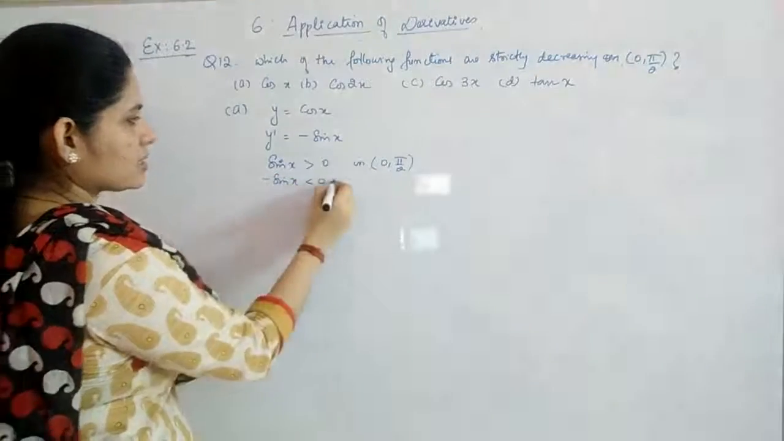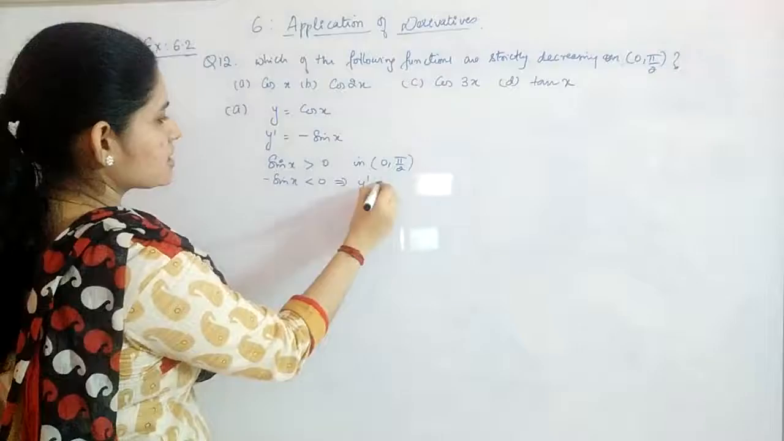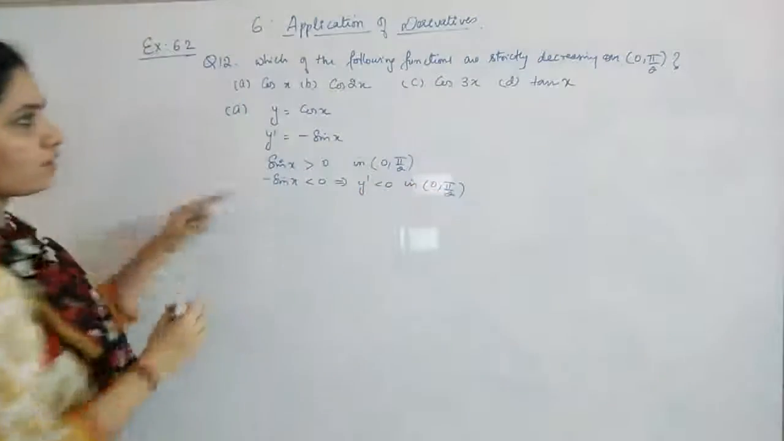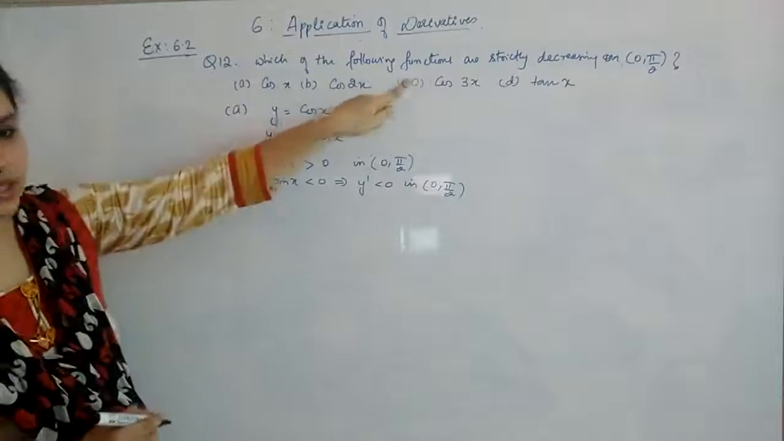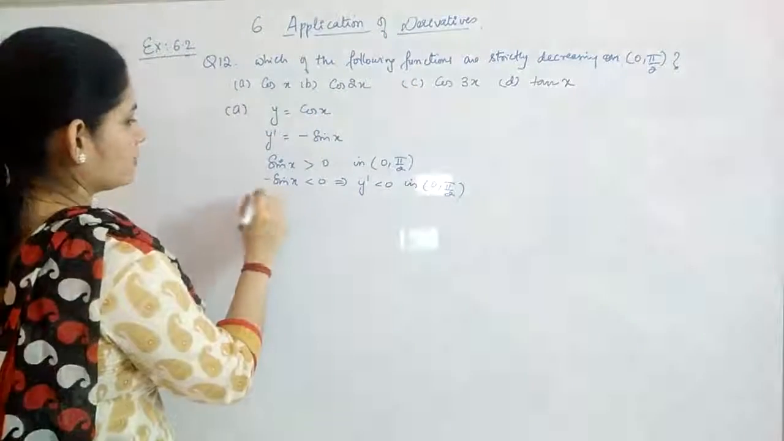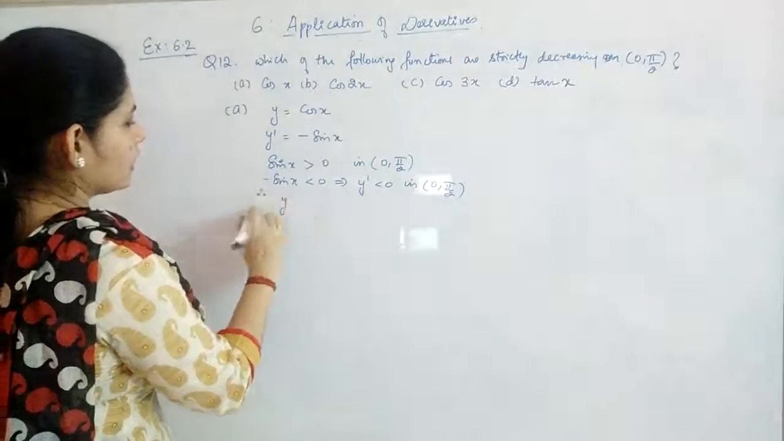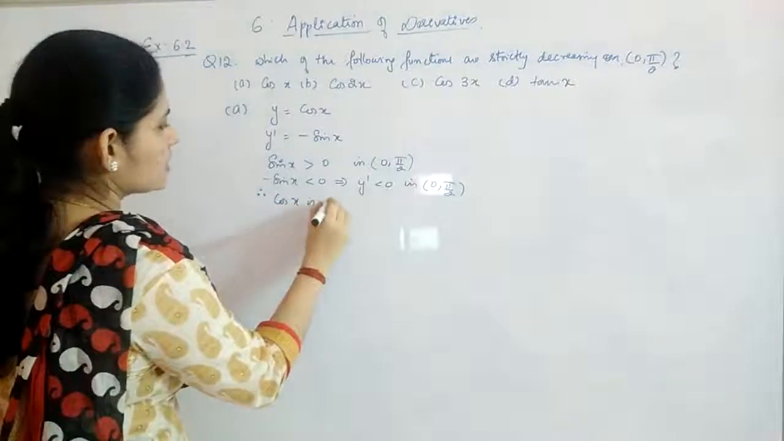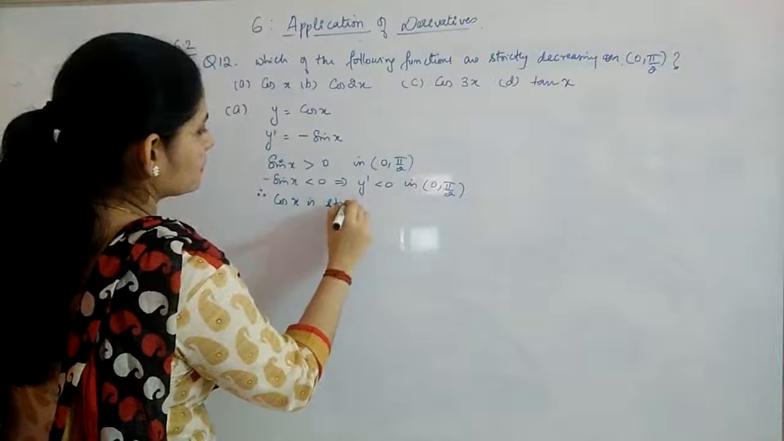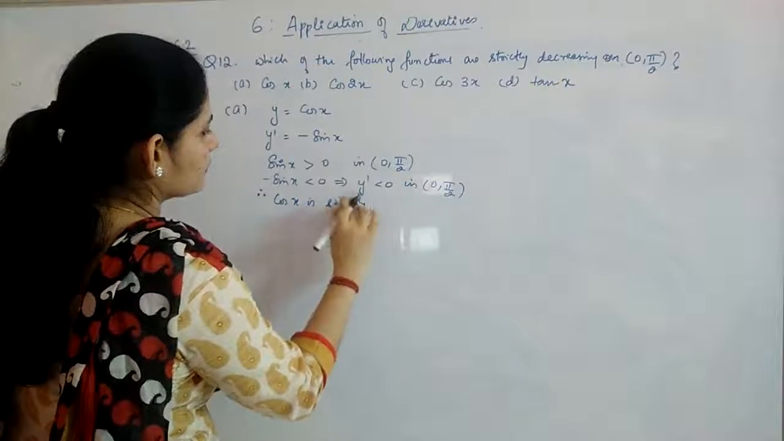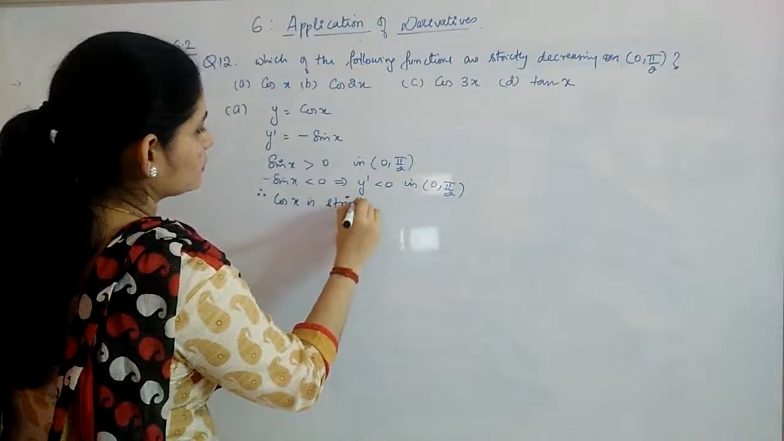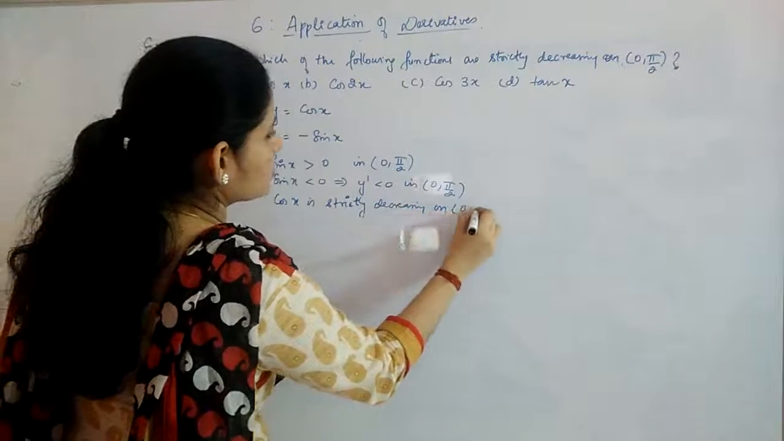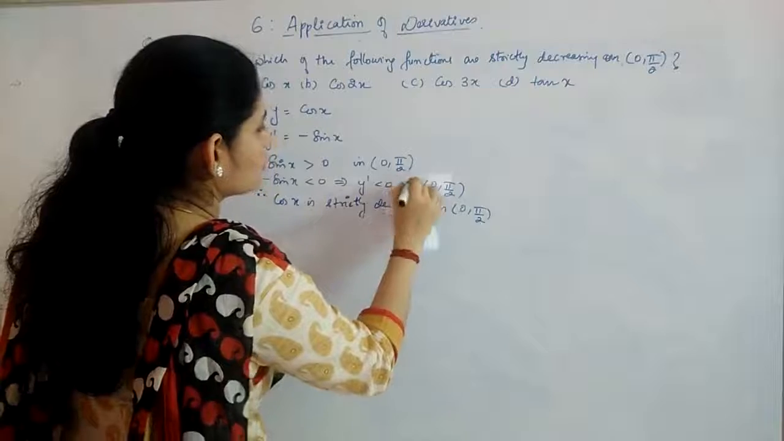What is minus sin x? Which implies y dash is less than 0 in the interval 0, pi by 2. Therefore, the function is what? Strictly decreasing. Therefore, y, or cos x, is strictly decreasing on 0, pi by 2.